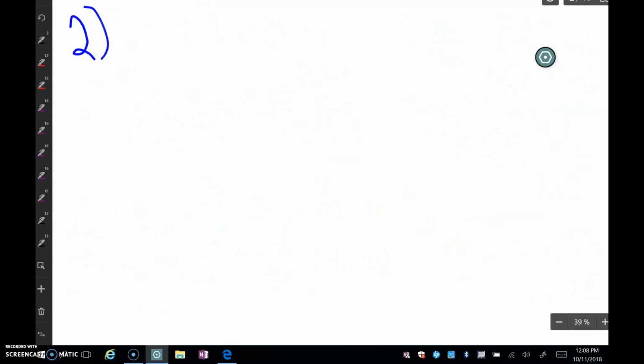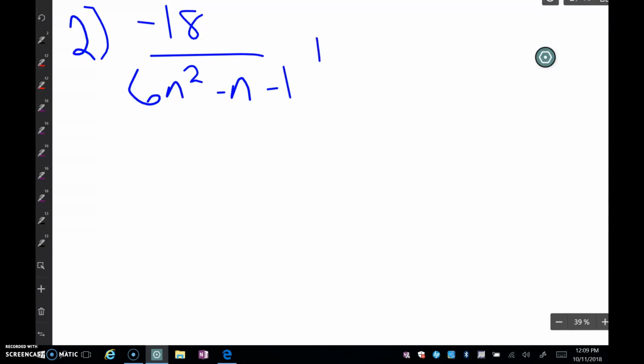Okay, my second example is a little bit harder, so it's negative 18 over 6n squared minus n minus 1, plus 3n over 2n minus 1, equal 4n over 3n plus 1.